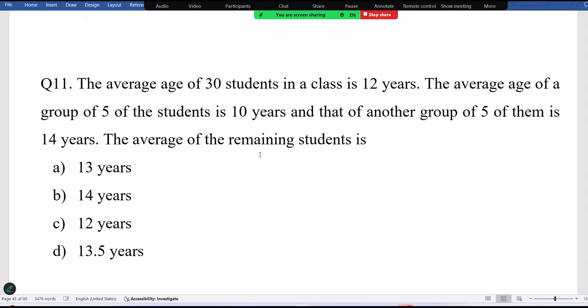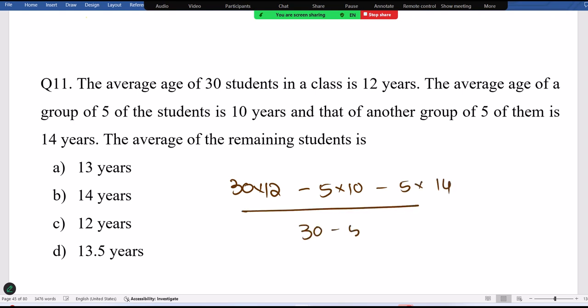Averages. Among 30 students, 5 students have an average of 10, another 5 students have an average of 5, and then the remaining students. From the total, remove these 5 students and that other 5 students group, then the remaining students will be obtained. From the total age, remove this 5 students group's age and the other 5 students group's age. So 360 minus 50 is 310, 310 minus 70 will be 240, divided by 20, we got 12. So the answer is 12.